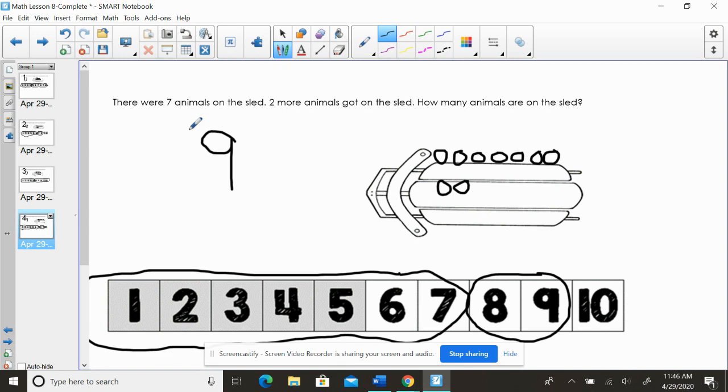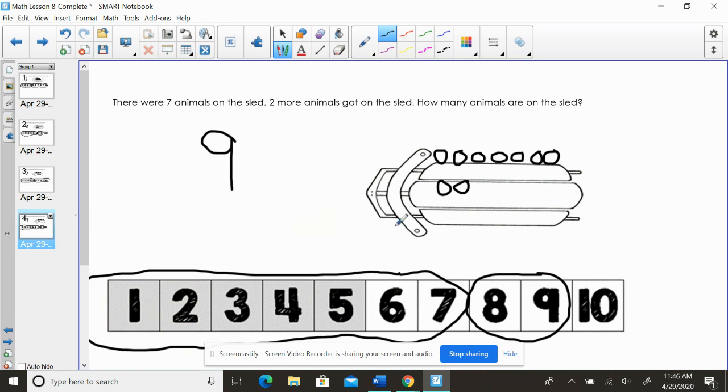Way to go, boys and girls. I'm so proud of your hard work. Now you are going to get a chance to do some problems on your own. Now remember, I want you to at least choose one strategy. So either draw your circles or circle your 2 groups on the number line. And I want you to write the number, the answer.